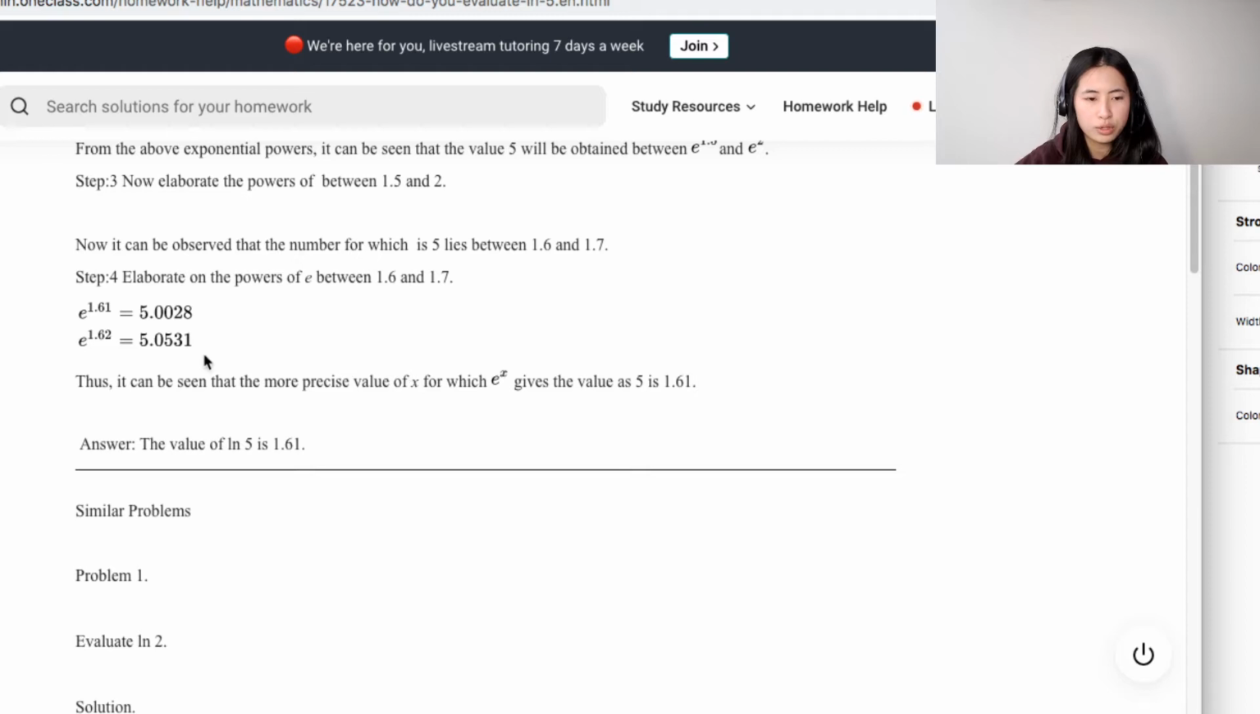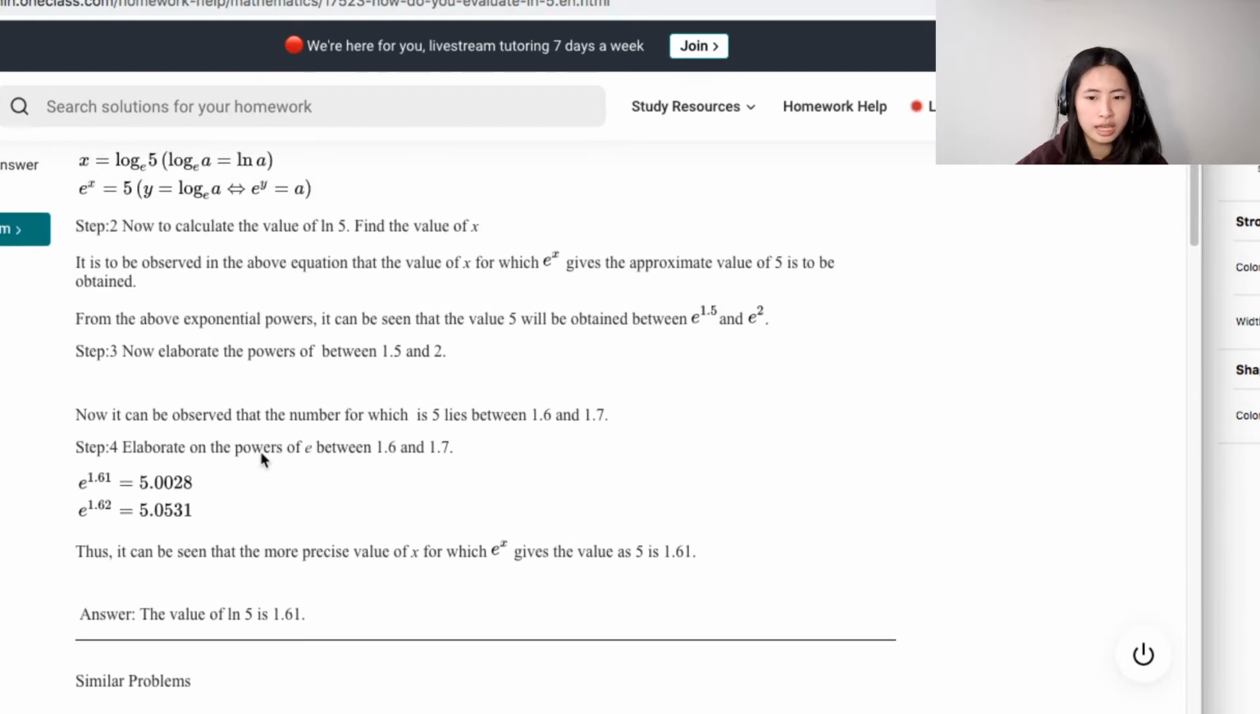Yeah, the only way for you to find the exact value of ln 5, which is 1.61, is... let's see, because right now they're trying to approximate, right? But I think at the high school level and also at the university level, if you're just taking general calculus courses, you don't need to approximate in order to find the value of ln 5, because you have your calculator, right?